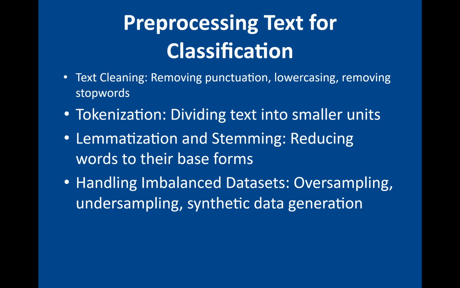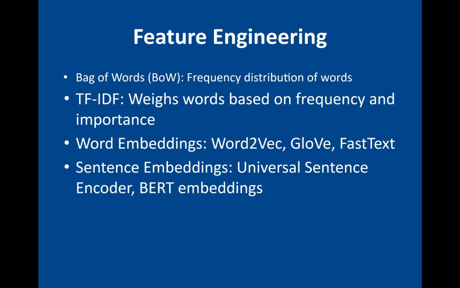Then there is handling imbalanced data sets, that is oversampling, which duplicates minority class examples. Then undersampling, which reduces majority class examples. And then synthetic data generation, which uses algorithms like SMOTE to generate synthetic examples. And moving forward, next is feature engineering. Feature engineering starts with the bag of words, BOW, which represents text as a frequency distribution of words. Simple yet effective for many tasks.